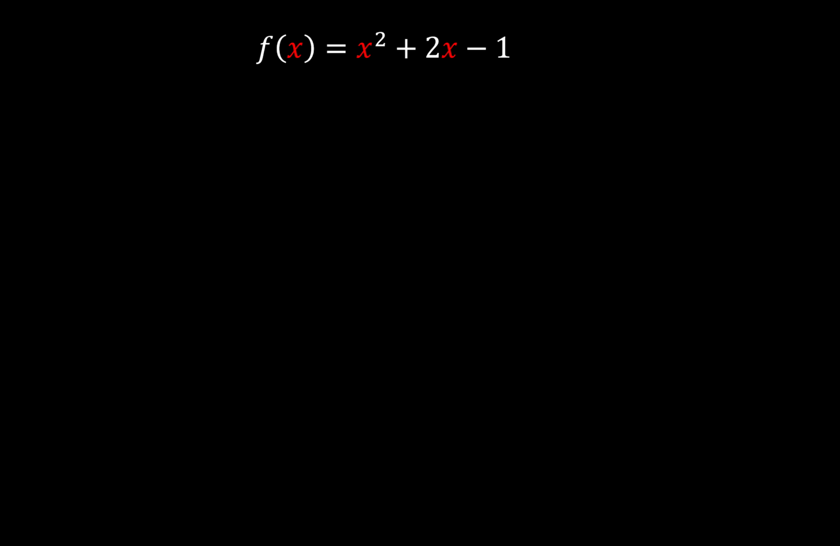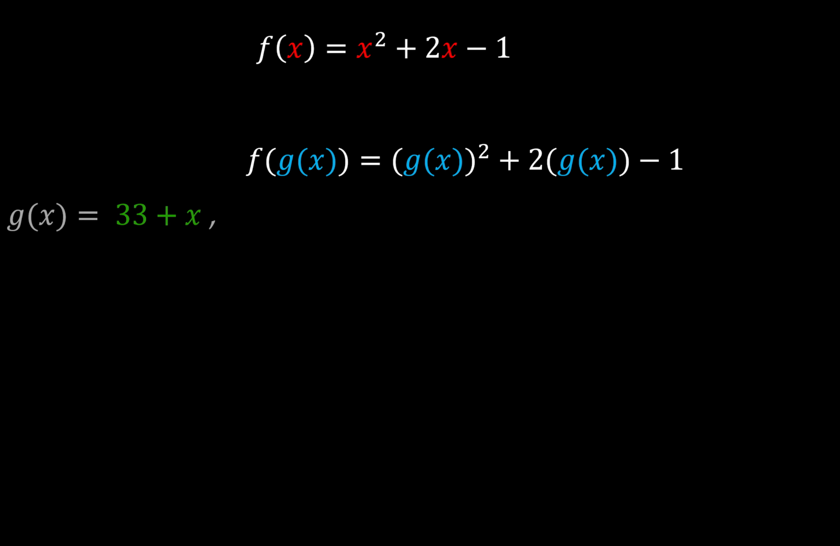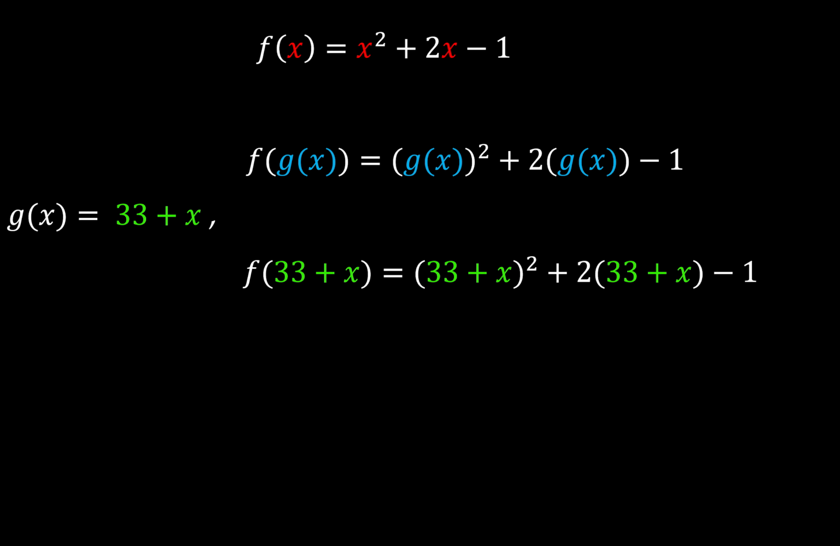If I have a function f of x, and I want to change my input to g of x, then I replace all my previous inputs of x with g of x. Now what if I told you that g of x is equal to 33 plus x? Then you can replace all of your previous inputs of g of x with 33 plus x.